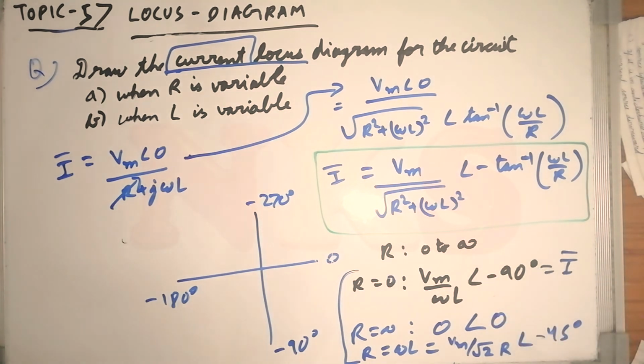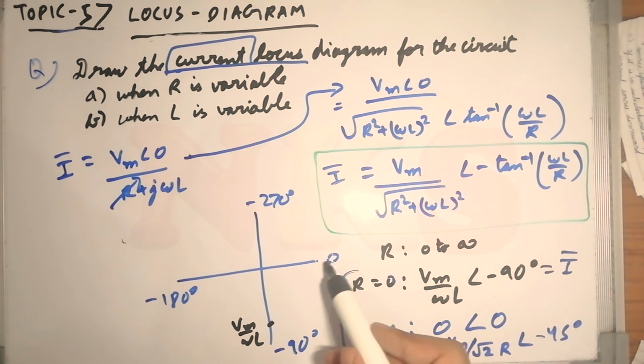So if you are not aware, see how you have to start. Here, at R equal to 0, it is starting with an angle minus 90, and the value is Vm by omega L. So Vm by omega L, at an angle minus 90. So the phasor is starting from this side. Now at R equal to infinity, it is 0 at an angle 0. So it is going towards 0 degree angle.